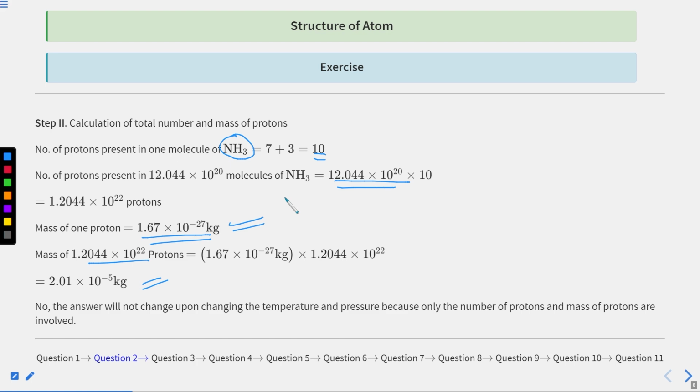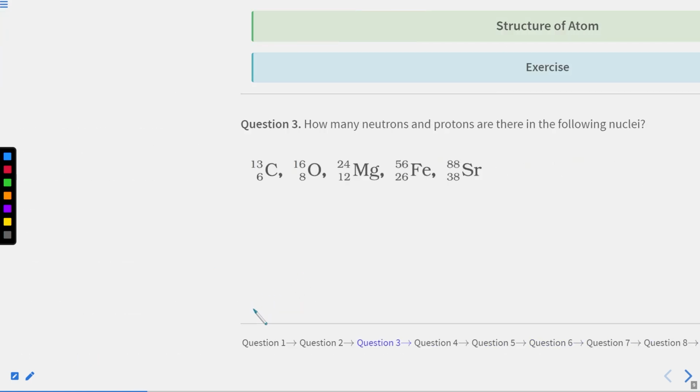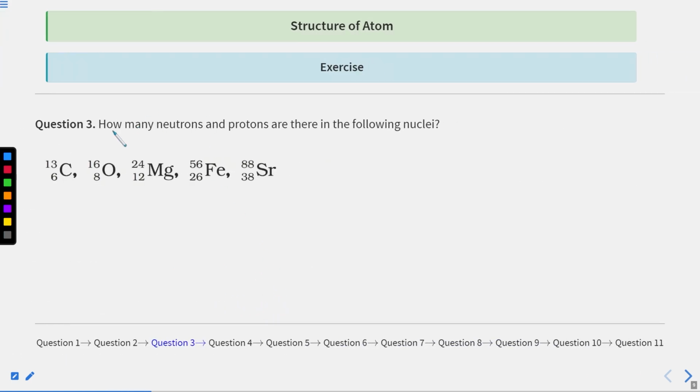Clear? Now in one NH3 we have 10 protons. So for 34 grams we will multiply the number of molecules by 10. So we have got the number of protons. Now the mass of one proton is given. So the mass of this much number of protons will be mass of one proton multiplied by this much number of protons. Clear? Next, how many neutrons and protons are there in the following nuclei?